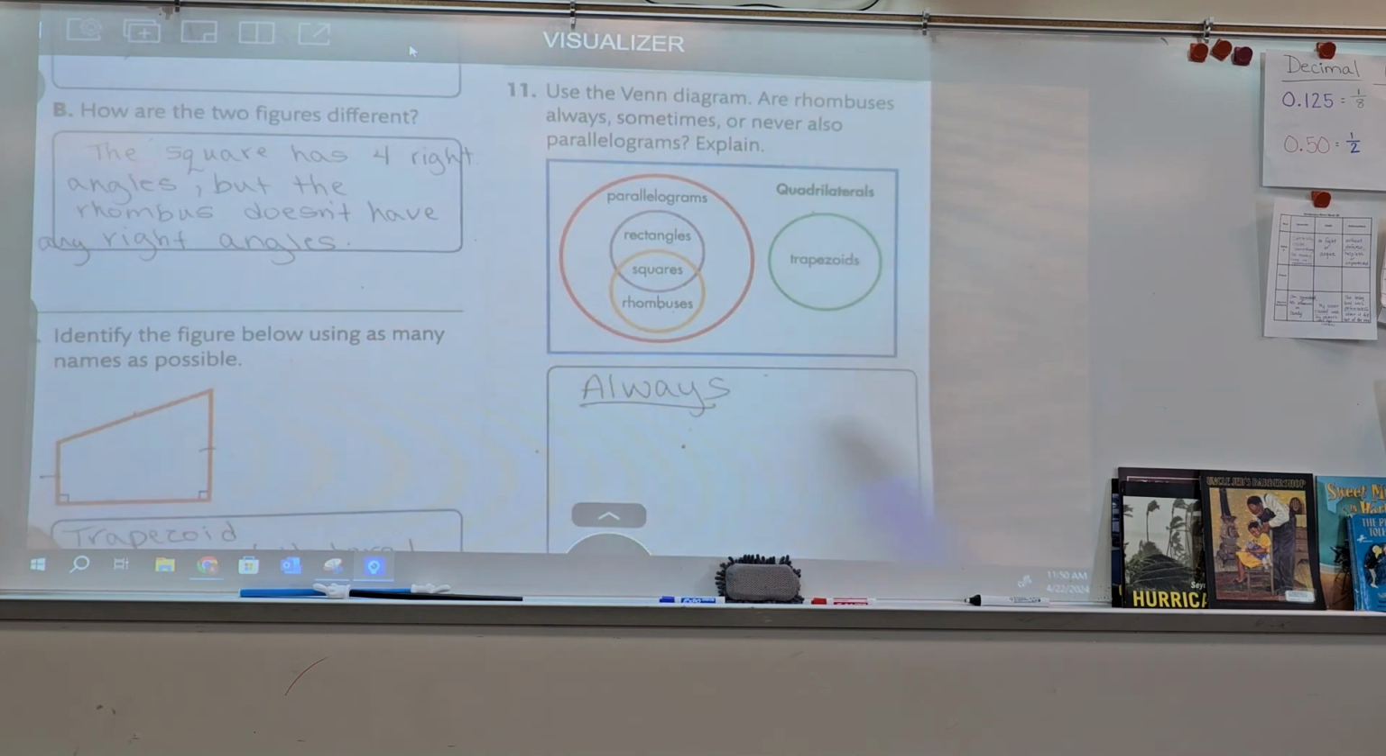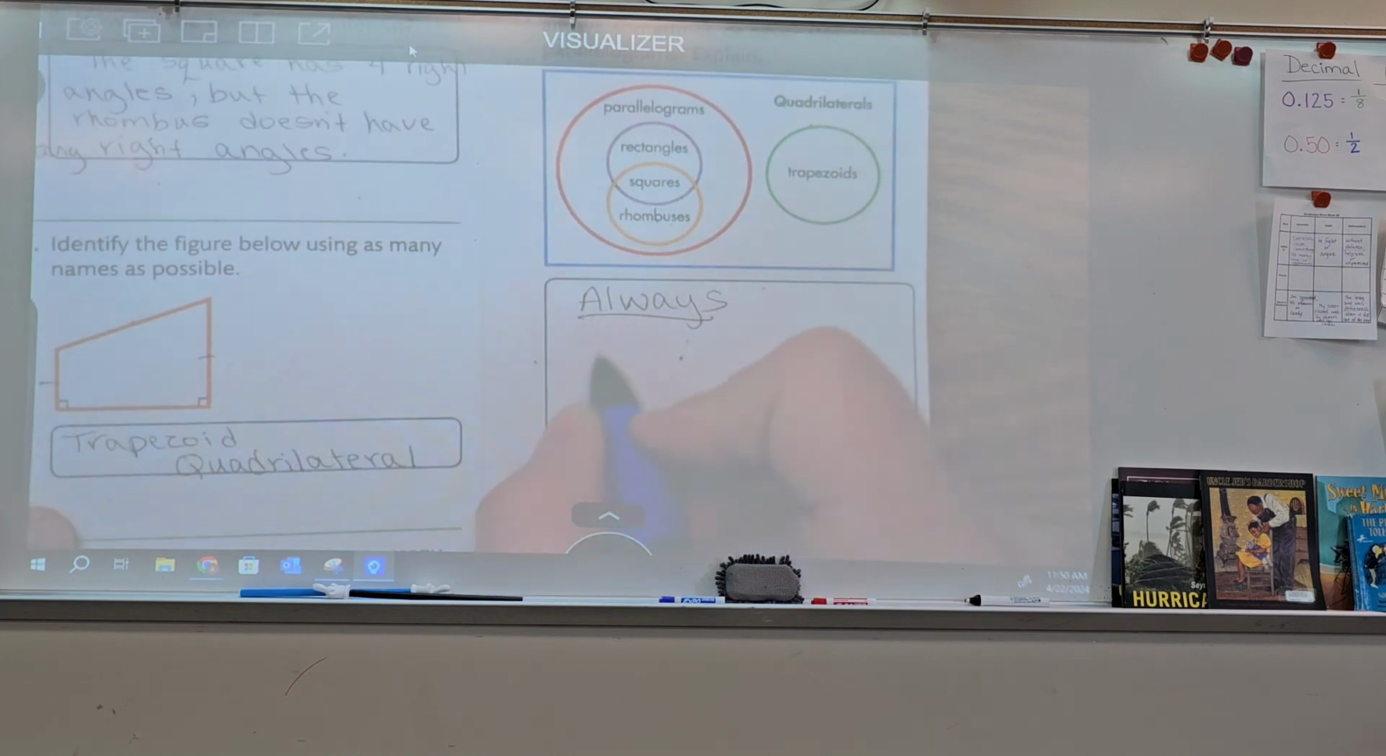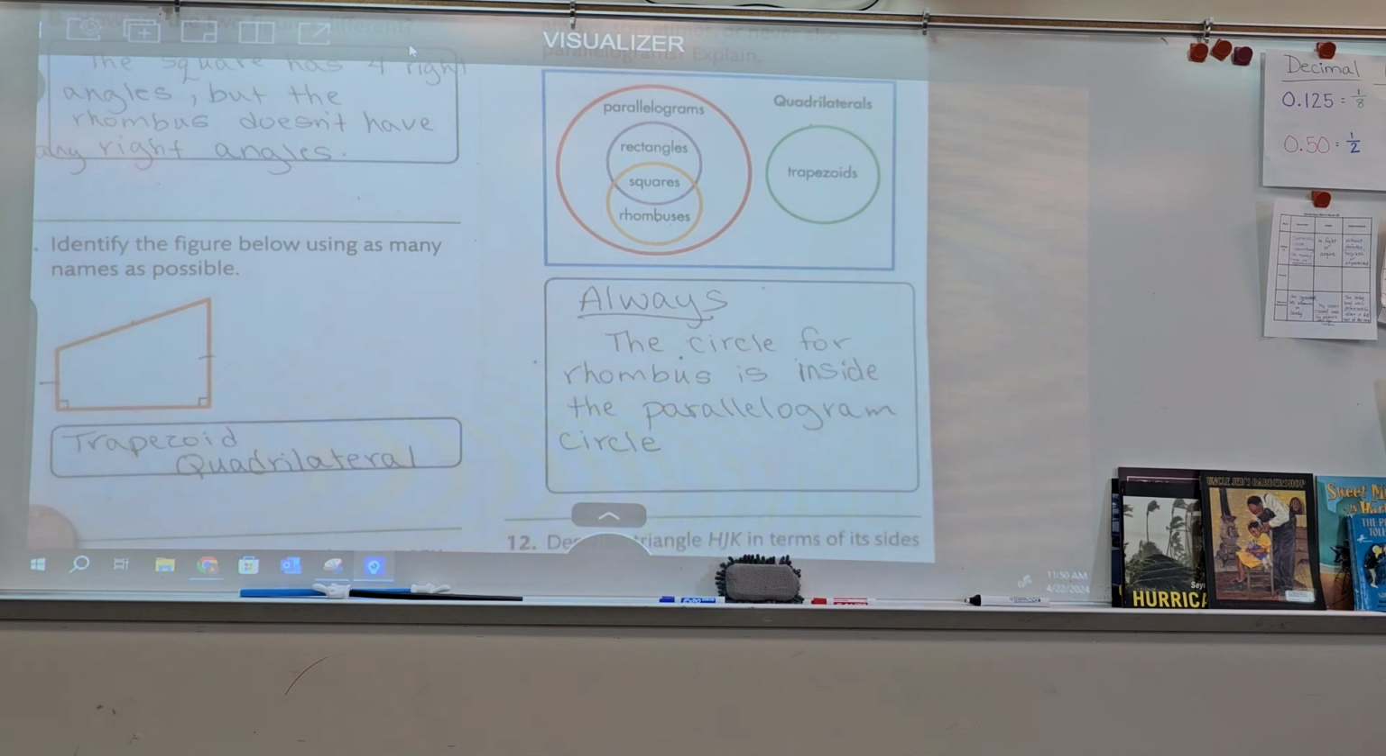How do I know? Just looking at the chart, I know because the circle for a rhombus is inside the parallelogram circle. That's how I know, because the entire rhombus circle is inside the parallelogram circle. So it's always.